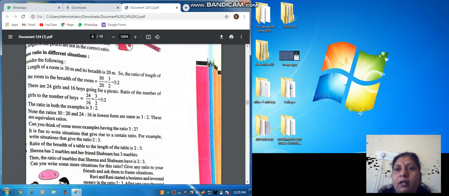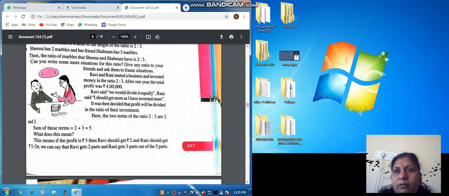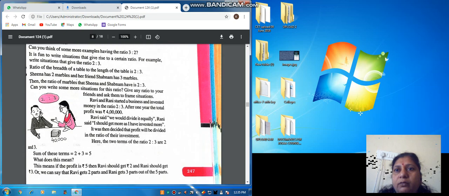Then note that the ratios 30 as to 20 and 24 as to 16, in the lowest terms, are the same as 3 as to 2. These are the equivalent ratios. Fine. So now we have to study a different type of situation.